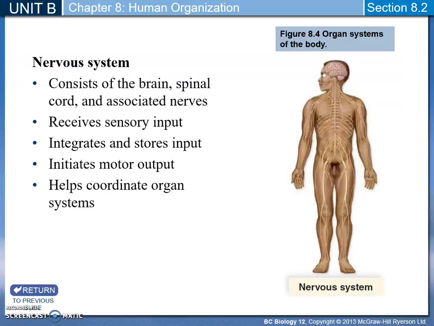The nervous system consists of the brain, spinal cord, and the associated nerves. So it receives sensory input, and then it integrates and stores that input, and then it initiates motor output, and also helps coordinate all of the other organ systems as well.